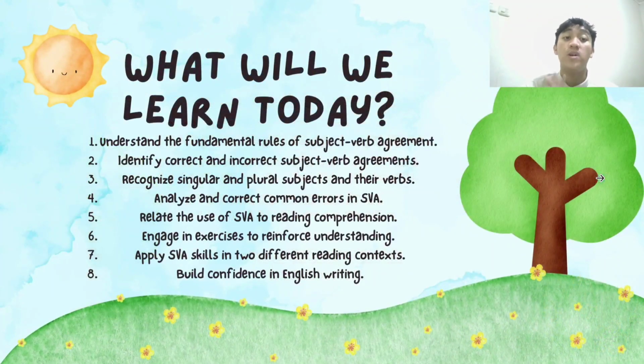Alright, so what will we learn today? First, understand the fundamental rules of subject-verb agreement, identify correct and incorrect subject-verb agreement, recognize singular and plural subjects and their verbs, analyze and correct common errors, relate the use of subject-verb agreement to reading comprehension, engage in exercises to reinforce understanding, apply SVA, or subject-verb agreement, skills in different reading contexts, and last but not least, build confidence in English writing.